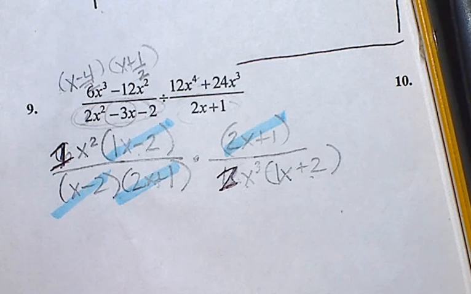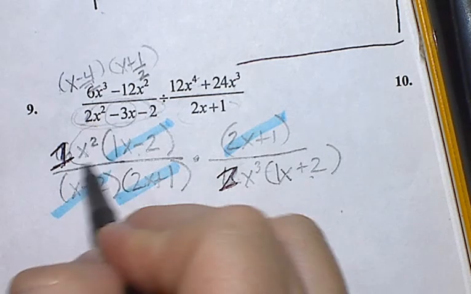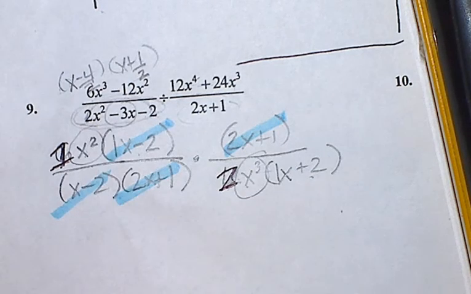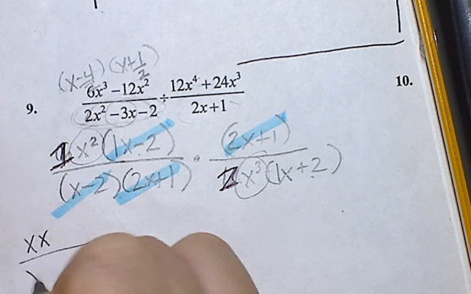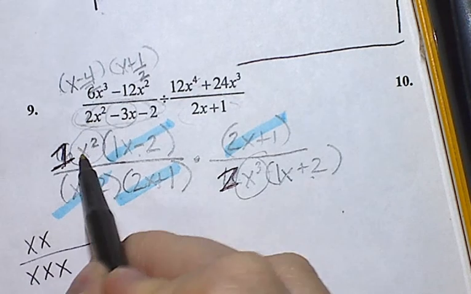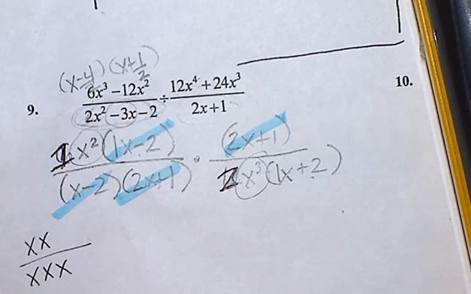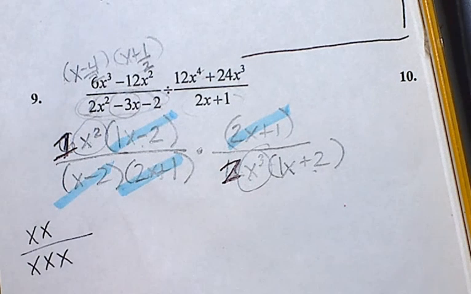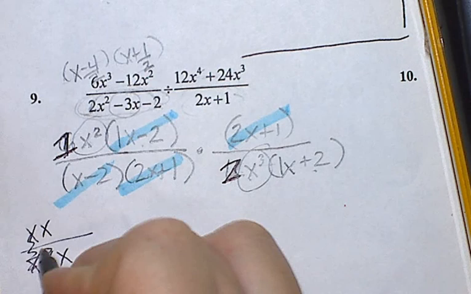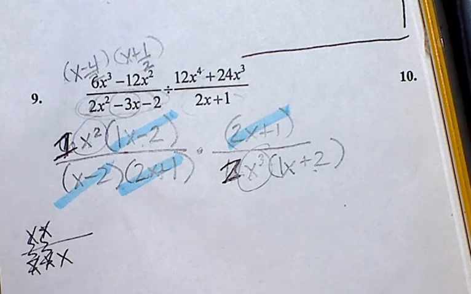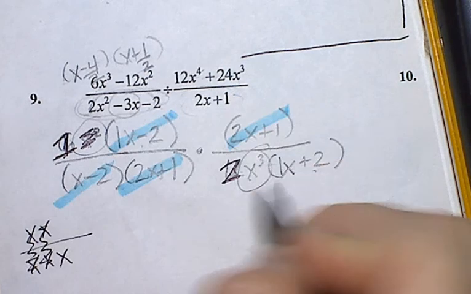The last thing I'm going to take care of is the x squared on top and the x to the third on the bottom. So I'd like you to think of it like this. You have 2 x's on top, if I expand it, and 3 x's on the bottom. And if you cancel 1 x on top with 1 on the bottom, so there's canceled, but you have 1 remaining and it's on the bottom.